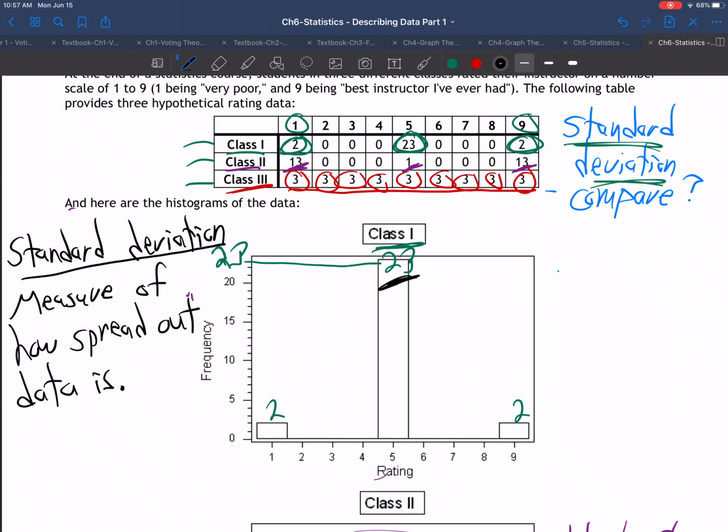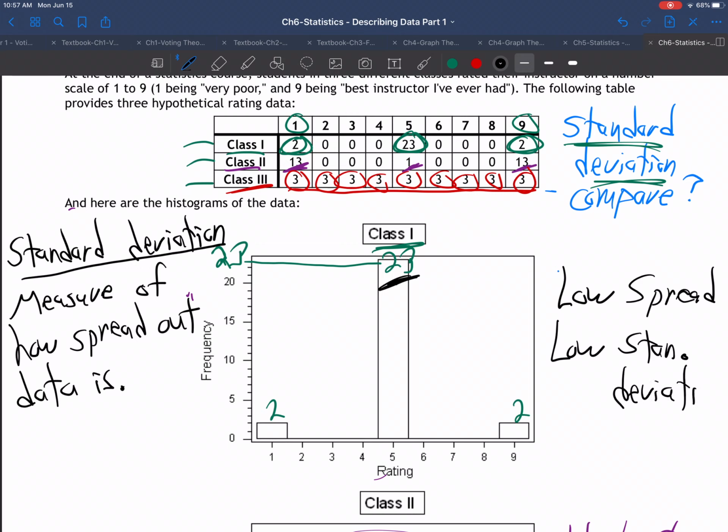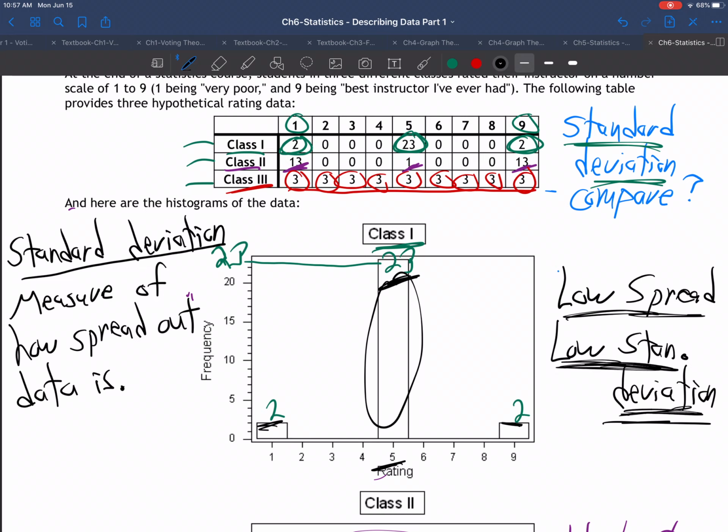So this data is all clumped in the middle. This is a low spread. So it is a low standard deviation. You see, the data is not very spread out. It's all clumped in the middle. It's a pile of sand clumped in the middle. Hardly any spread. Everybody's right in the middle except for just 2 and 2. So most people are right in the middle. It's a very low spread. There's not much spread in this class. Most people are right in the middle. That's a very low standard deviation. Standard deviation is a measure of how spread out the data is. This data is not spread out very much. It's mostly right in the middle.